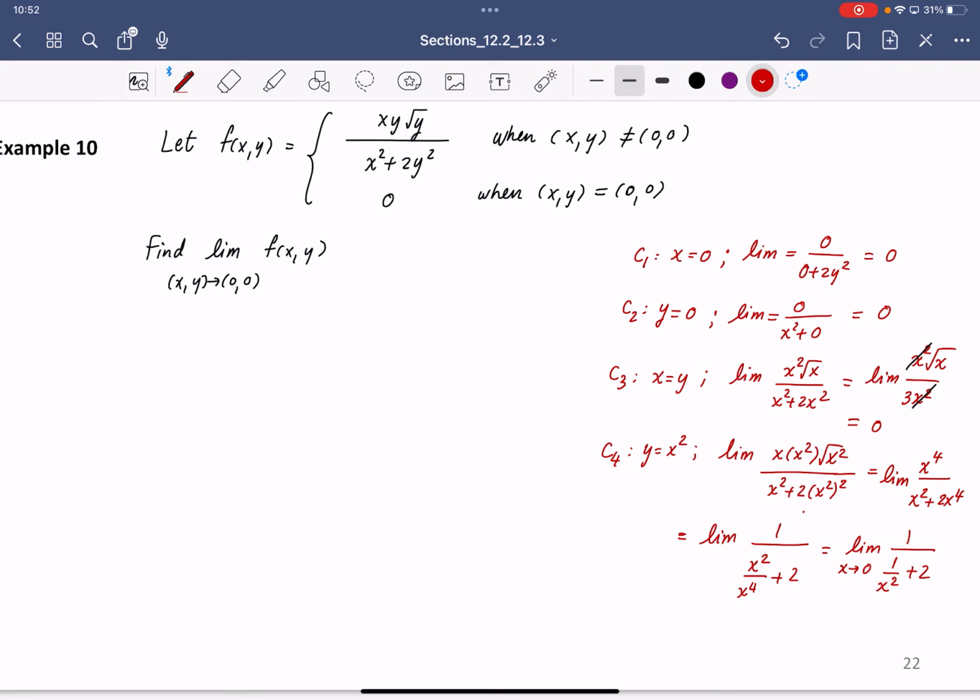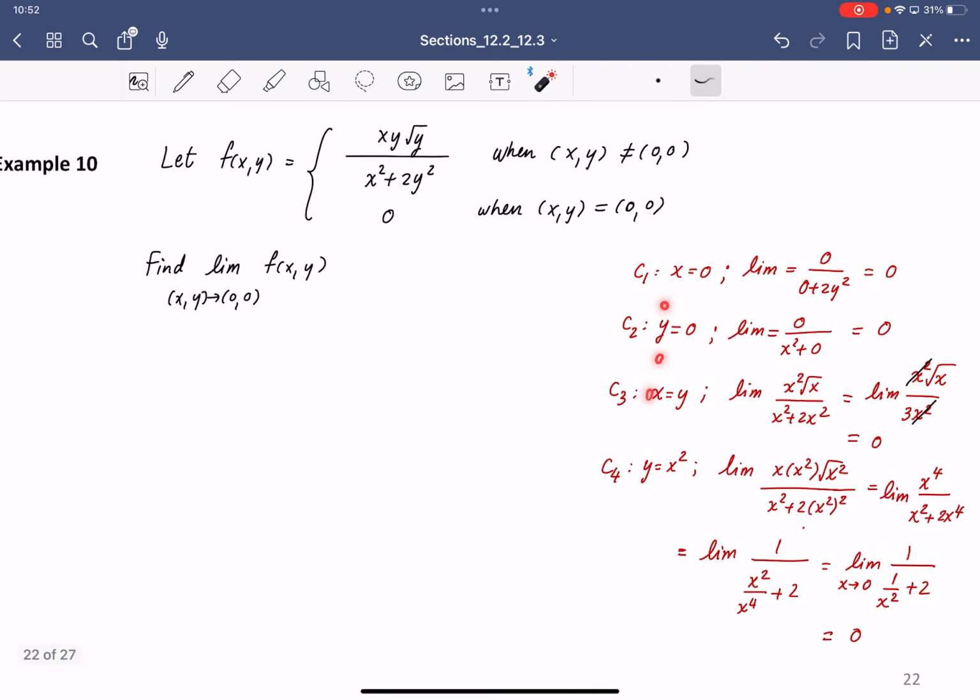So it's actually 0. If you try so many lines here and you keep getting 0, 0, 0, 0, now you feel exhausted, like maybe the limit is actually 0. So we're going to use the squeezing theorem instead.